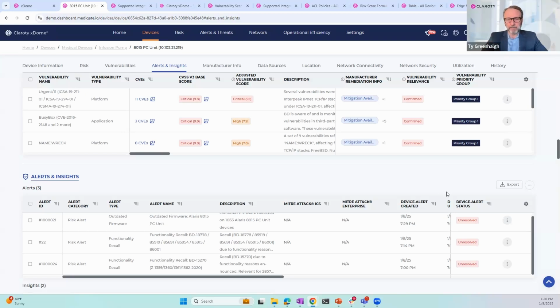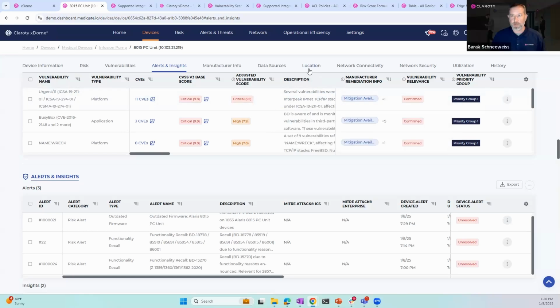Well, with so many devices out there, I mean, some hospitals have tens of thousands of devices, and they're not all stationary like the radiology systems. How do you manage tracking all of those devices?